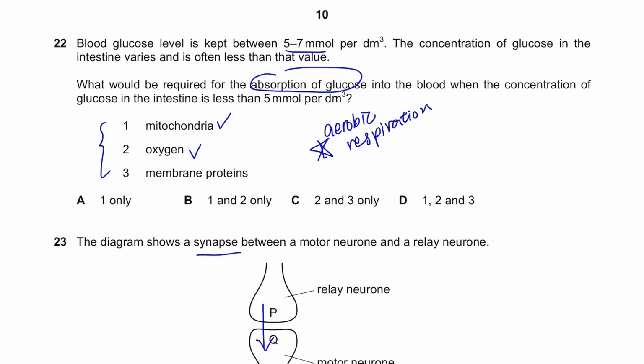Then we have membrane proteins. Don't focus on the word membrane, it's about the proteins that are positioned at the cell membrane. They are there to carry out active transport of glucose from the intestine into the blood, meaning these are directly connected to each other. 3 is also the answer, and the final answer is D.